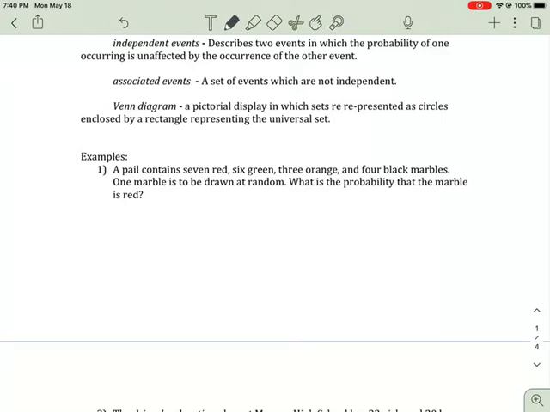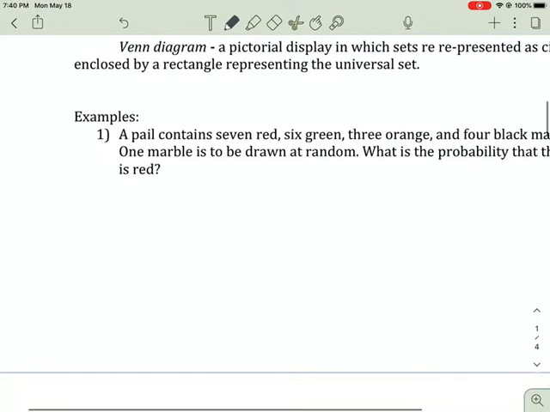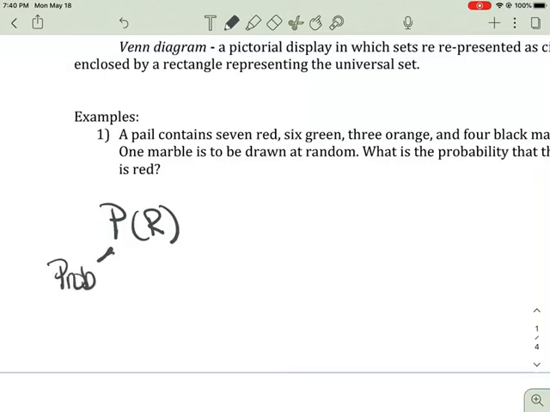One marble is drawn at random. What is the probability that the marble is a red? Now there's going to be some notation that we're going to need to become familiar with. So I want to do P is going to be probability, and our R is going to stand for red. So this is probability. And the R is our event, which is a red marble. Okay, so if you remember from way back, when you learned probability, like in middle school or elementary school, it's the number of times something happens over the total. And that's exactly what we're going to do.